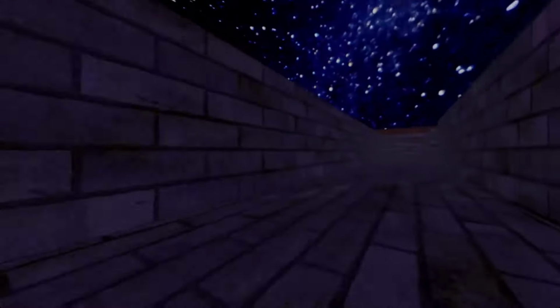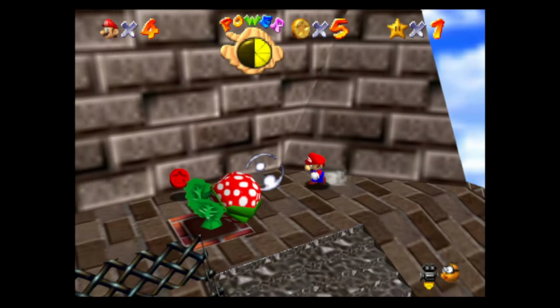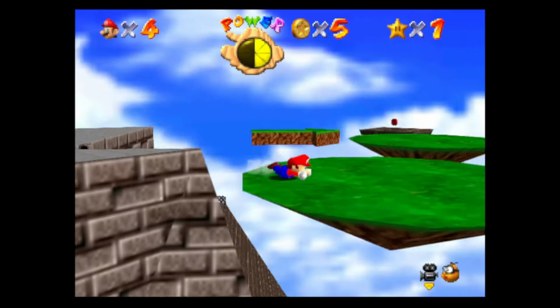Really makes you appreciate games like Super Mario 64 when the devs had to make all this happen with far fewer resources. In fact, you know what? I'm gonna go play that game now. I haven't played it in a while.